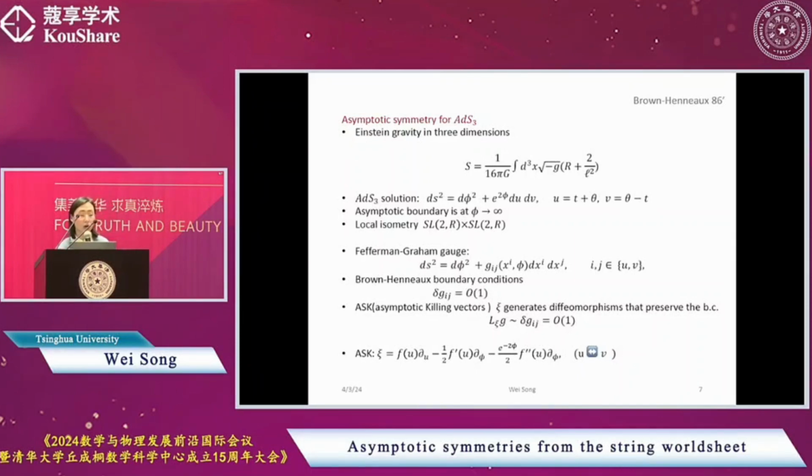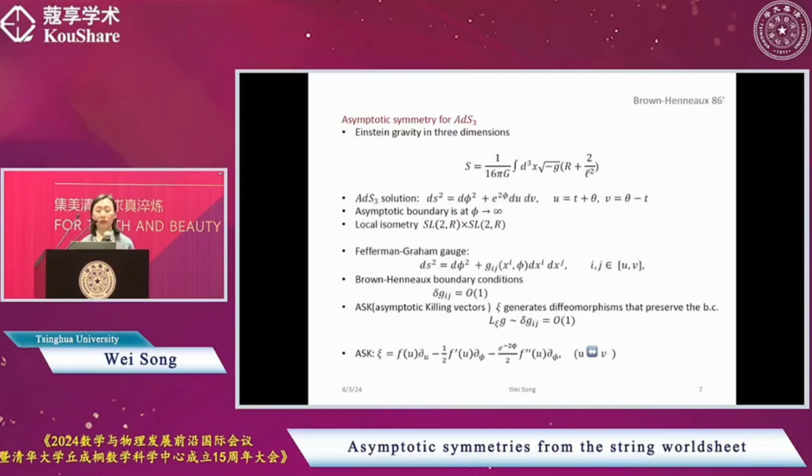Then we can define the notion of an asymptotic Killing vector. Unlike the exact Killing vector, which is defined by the condition that the Lie derivative on the metric equals 0, an asymptotic Killing vector satisfies the condition that this Lie derivative on the metric is not 0, but is order 1, the same as required by the boundary condition.